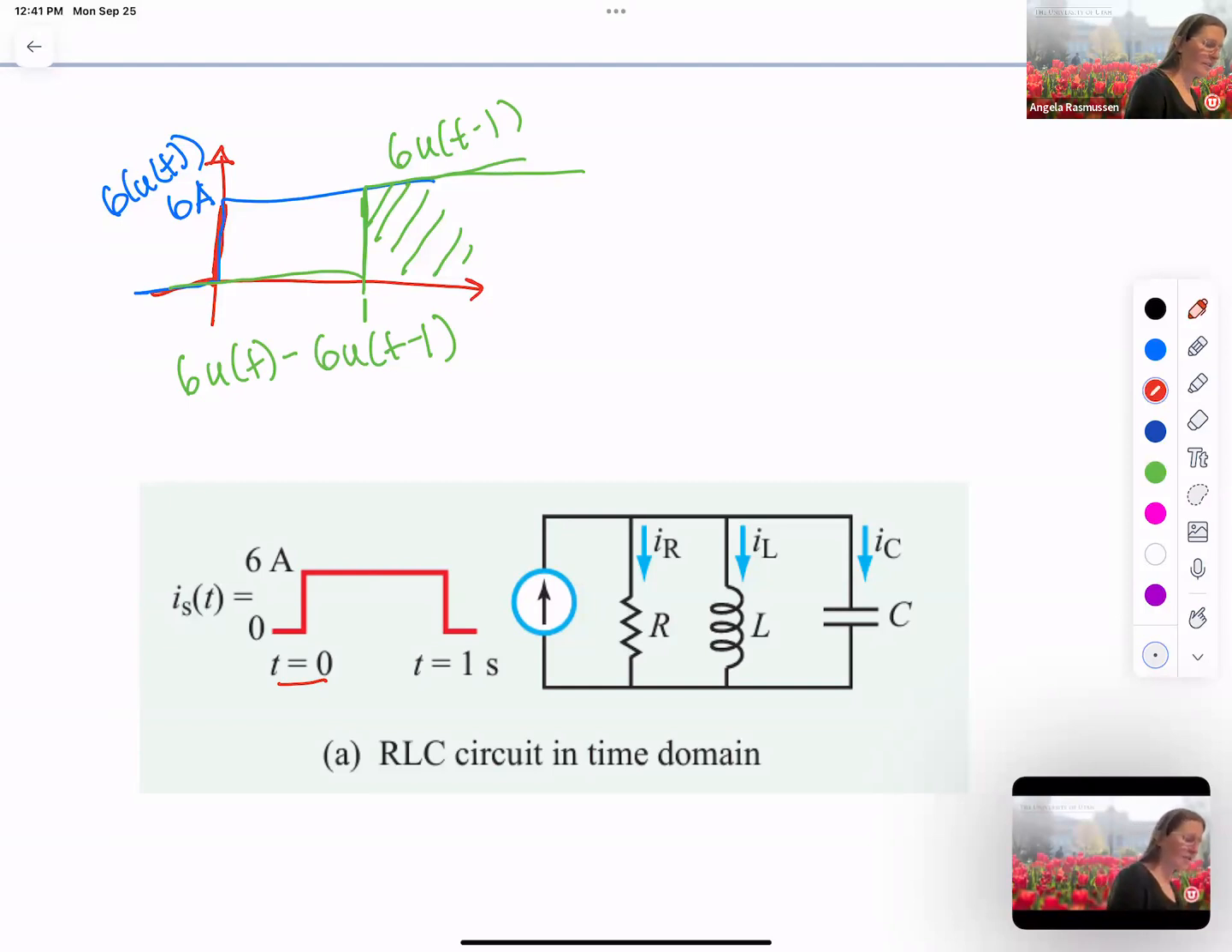So I'll call this IS. So IS is equal to 6u(t) minus 6u(t minus 1). All right, so now I have a mathematical form of this signal.